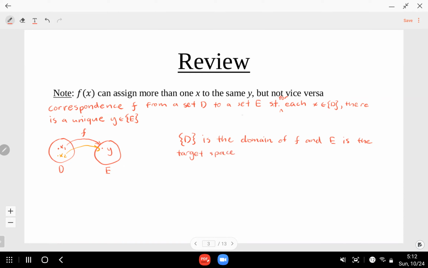So how do we find the range? To define the range, you need to let R equal, for any y in the set E, and y equals f of x for some x in D, then R is the range of f.